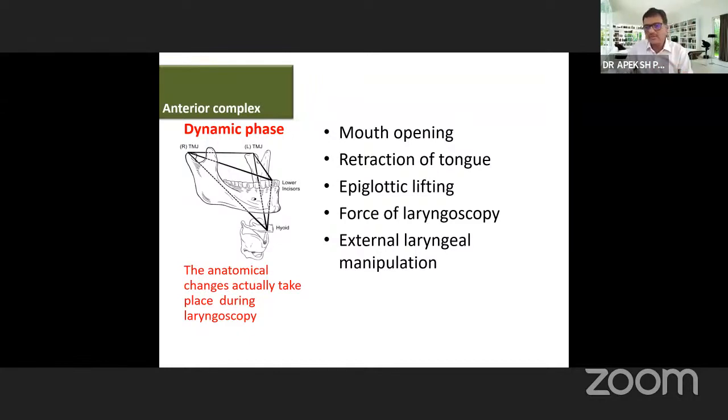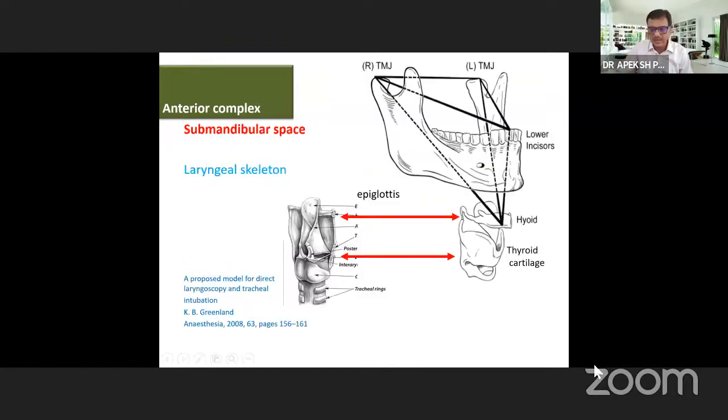That's why it's called dynamic phase of laryngoscopy, and it's governed by the anterior complex, anterior anatomical structure of the neck. Now, what is anterior complex? If you look at this, the area situated behind the hyoid bone is epiglottis, and area situated behind the thyroid is vocal cords. These are not part of anterior complex. So anterior complex is an imaginary pyramid, and base of that pyramid is formed by the bilateral temporomandibular joint and lower bottom incisor, and apex is formed by the tip of the hyoid bone.